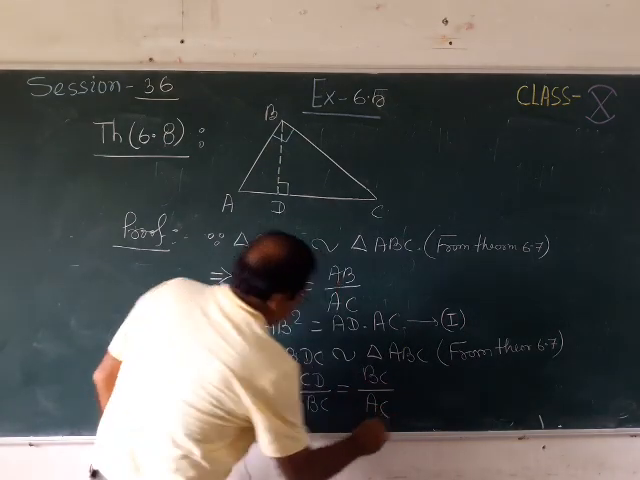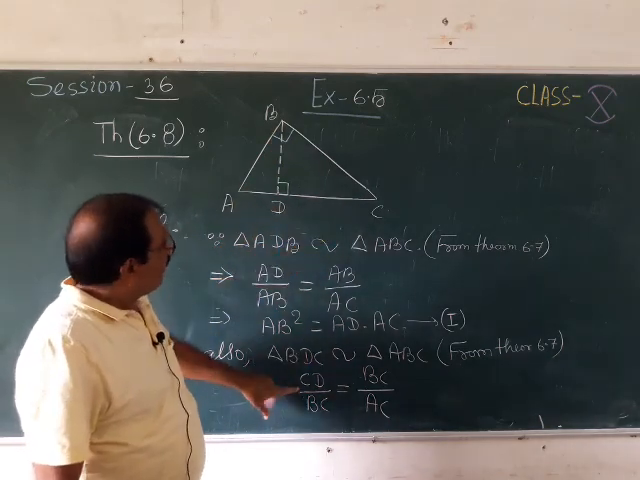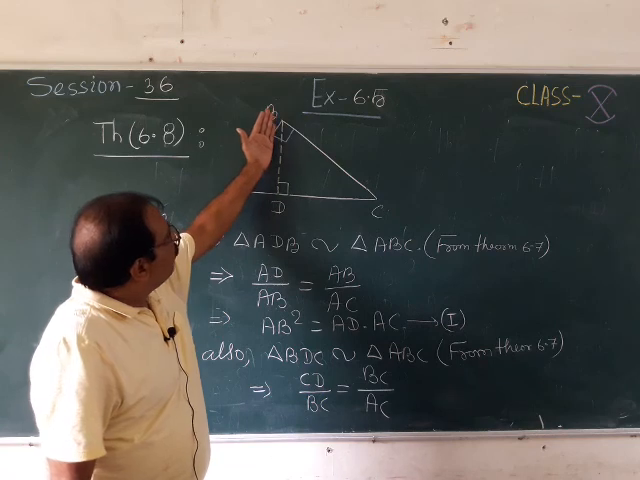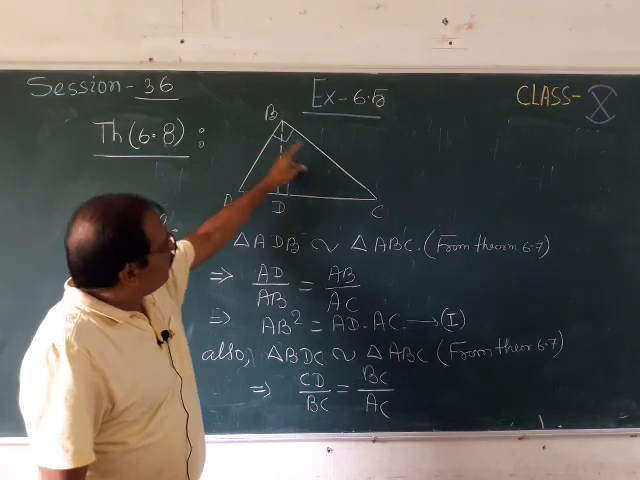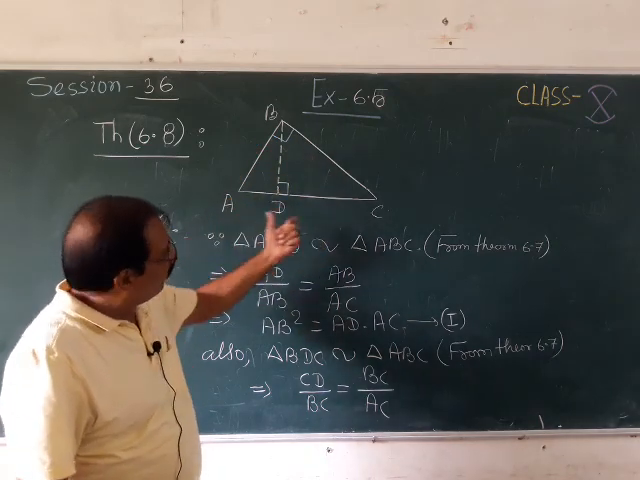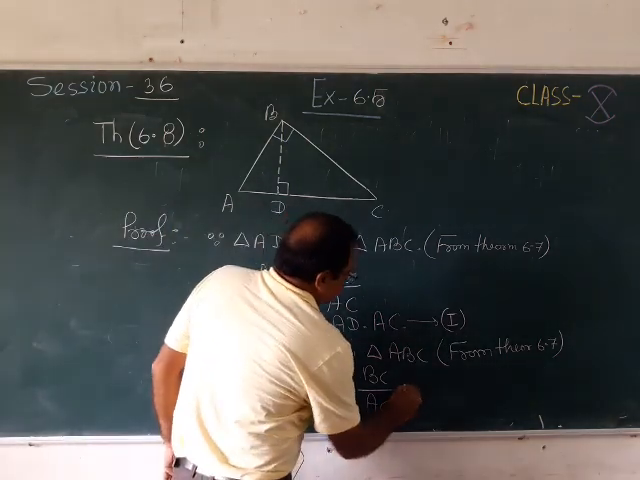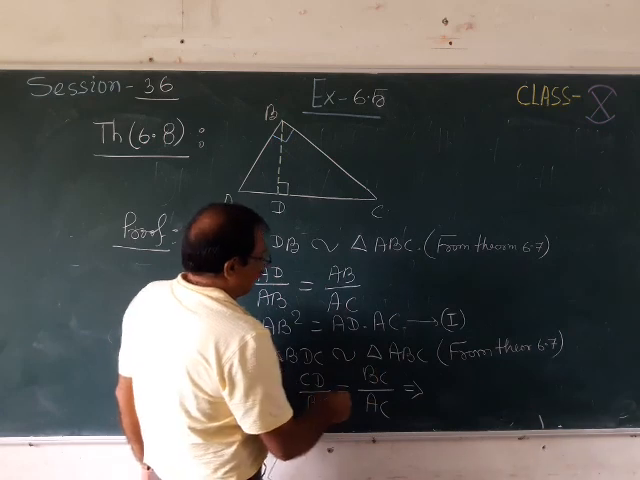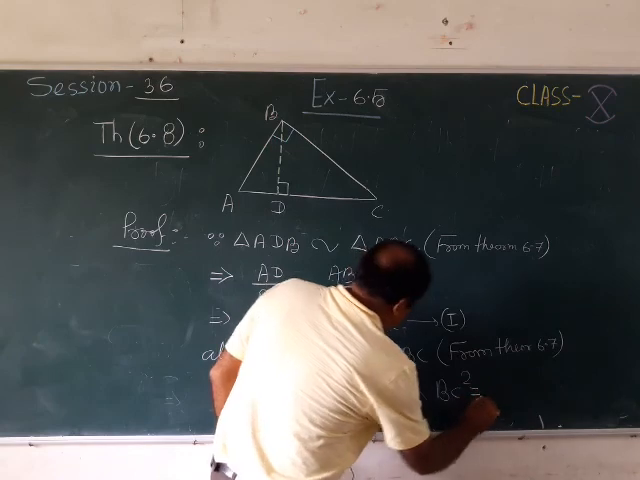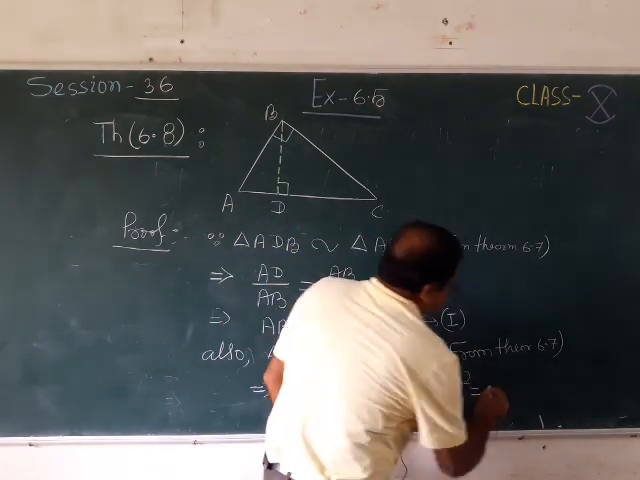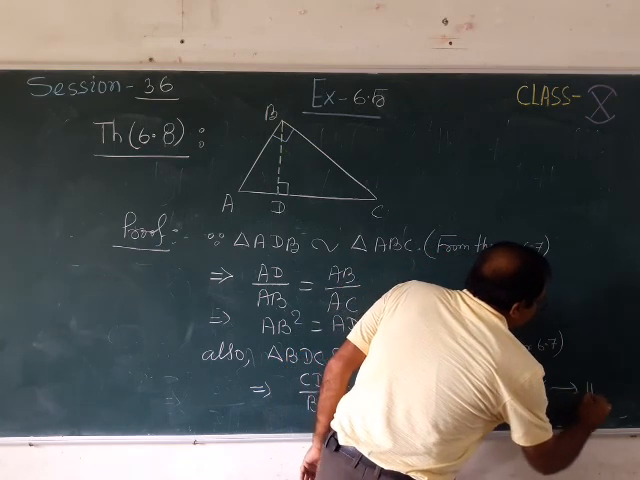BC upon AC. CD is the base of this triangle BDC and BC is the hypotenuse of this triangle BDC. In the triangle ABC, BC is the base this time and AC is your hypotenuse. Now if you cross multiply, what will you get? You will get BC square, multiply BC and BC, BC square is equal to CD into AC. This is your relation number second.